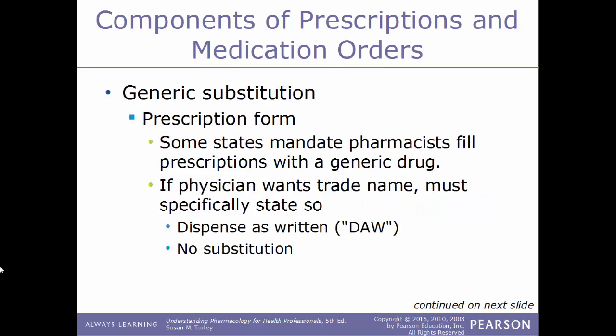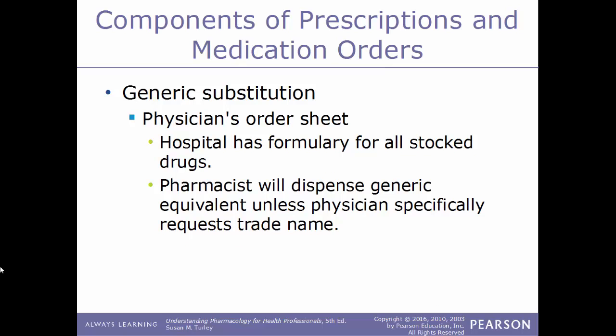When it comes to substituting a trade name drug for a generic drug on a prescription form, some states actually mandate that the pharmacist fill prescriptions with a generic drug, and if the physician wants a trade name, they must specifically indicate so. So you may see terms such as DAW, dispense as written, or no substitution on a prescription form. On the order sheet, the hospital has a formulary for all stocked drugs, and the pharmacist will dispense generic equivalents unless the physician specifically requests a drug name for that drug.